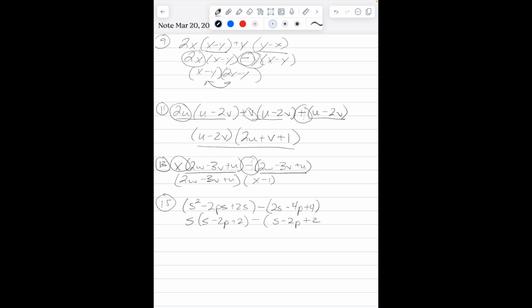Oh, I need to show you that I took a 2 out of there. Sorry about that. So a 2 came out of this one. You see that? We divided the 2. If I do that, then I'm going to end up with s minus 2 times the quantity s minus 2p plus 2. Here's the 2 that we took out that ended up here.